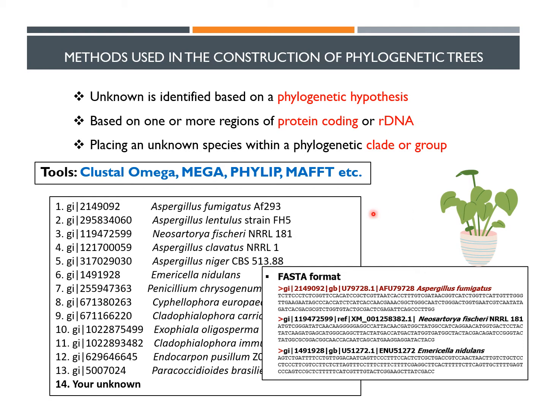And there are several tools that you can use to construct the tree, for example Clustal Omega, which is easy to use, and MEGA, PHYLIP, and MAP. And here are the examples. Before I perform the tree construction, I will need to select the best hits against my unknown, and then you will have to retrieve the sequence of the gene or region that you are interested in, and then transform it into FASTA format before submitting the sequences into the program.